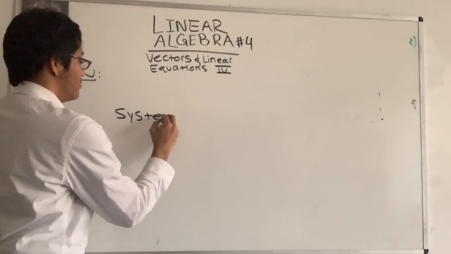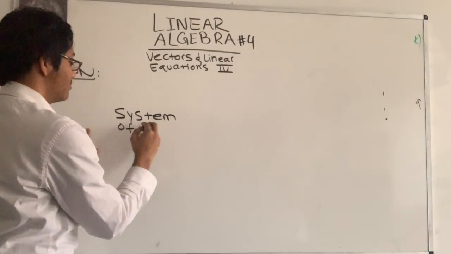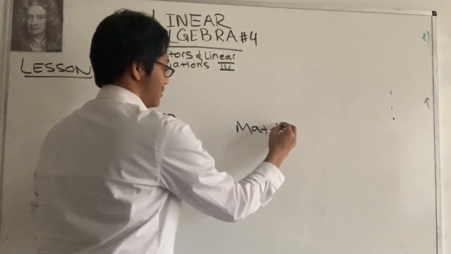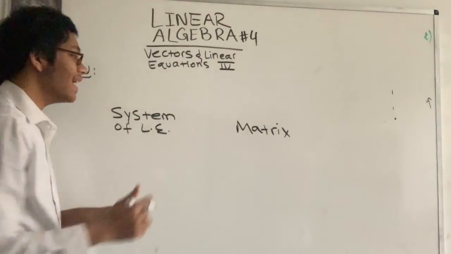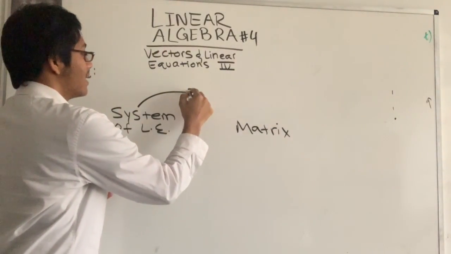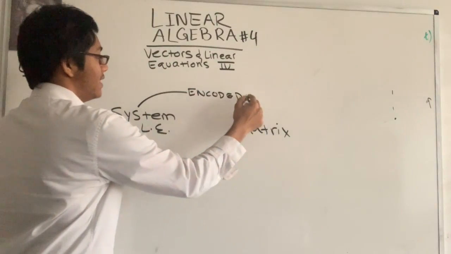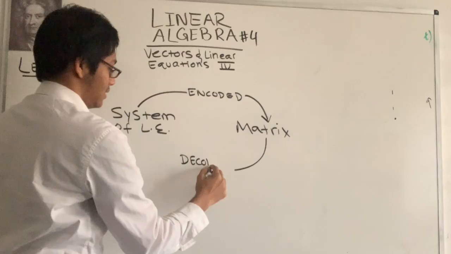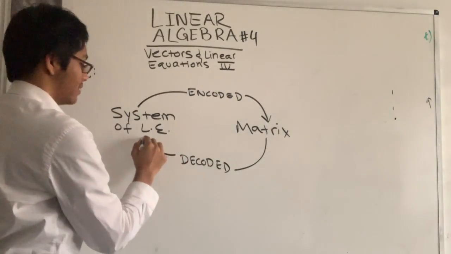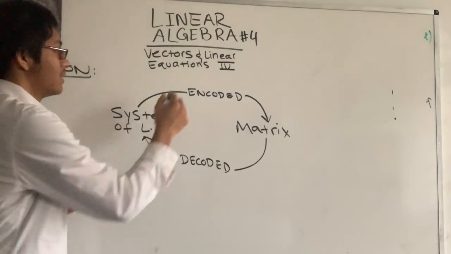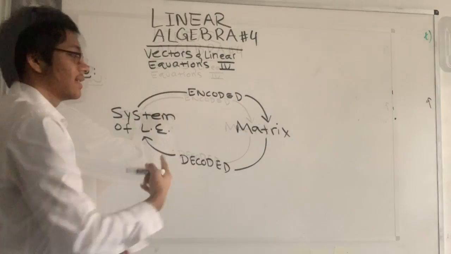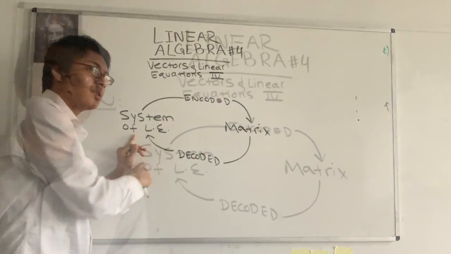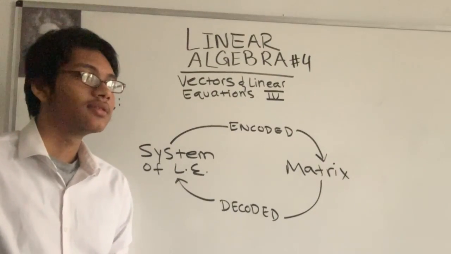Show you the relationship between solving a system of linear equations and solving a matrix. The key idea is that a system can be encoded into a matrix, and a matrix can be decoded into a system. It's like derivative and antiderivative. Just like that. It's like the function takes you to the matrix, the inverse process takes you to the system.